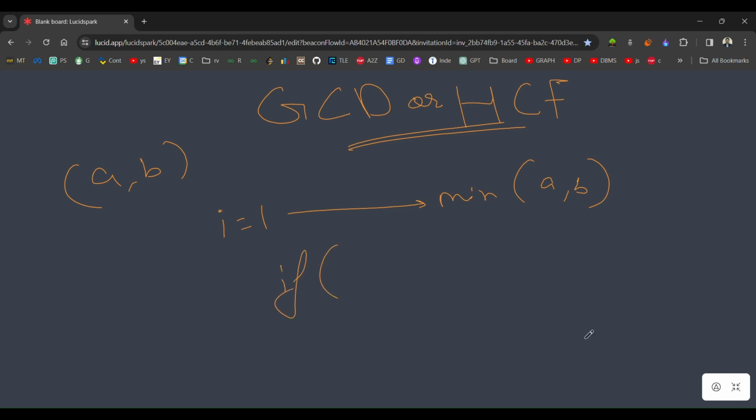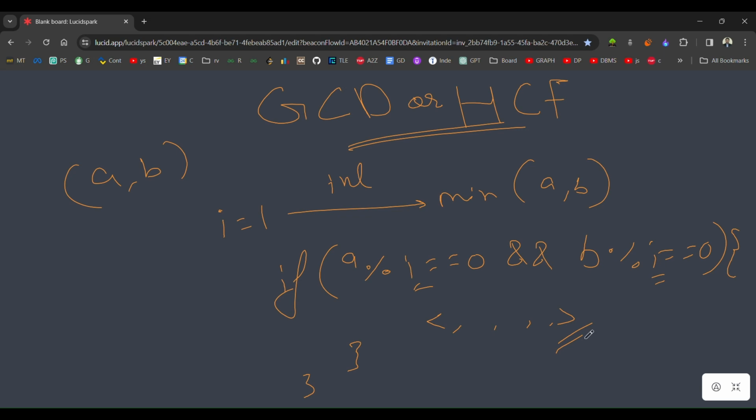How will you be checking? In the if condition, you will be writing something like A modulo I equals 0 and B modulo I equals 0, right? That means I is dividing both B and A completely, which basically means I is a common factor of A and B, right? So let's store it in some vector, and then after that we will just take the maximum of this vector, right? Otherwise you can do one more thing.